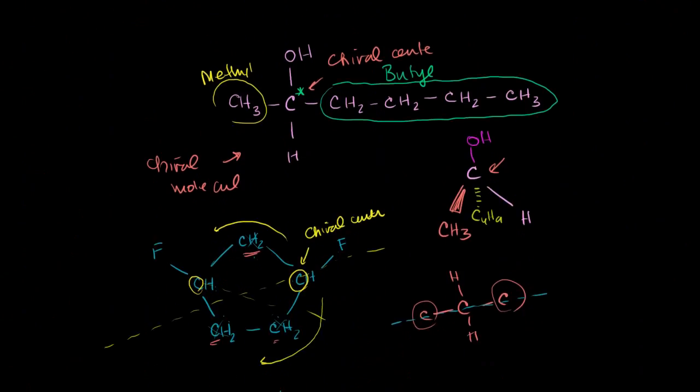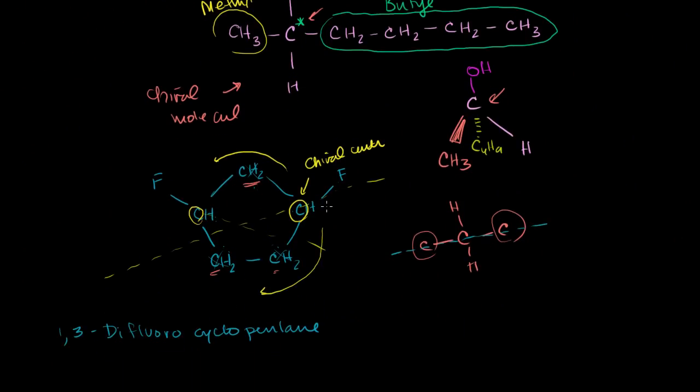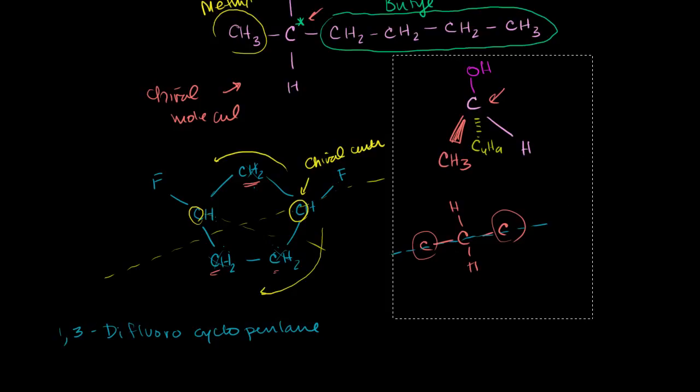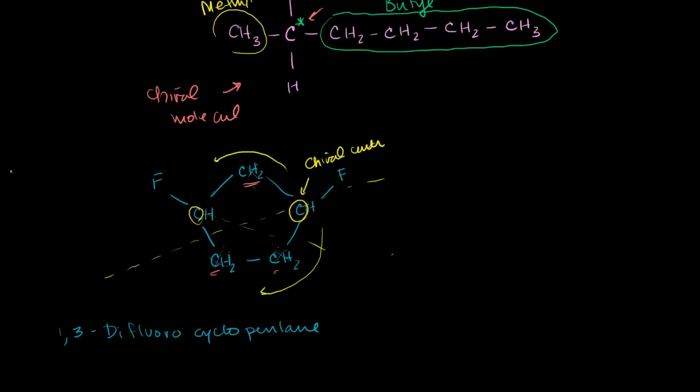Now, the next question is, well, this thing has 2 chiral centers, 2 chiral carbons. It's probably a chiral molecule. Everything else we've seen so far, if you had a chiral center, you had a chiral molecule. But let's take its mirror image. To take its mirror image, let me clear out some real estate over here. So what's the mirror image going to look like?